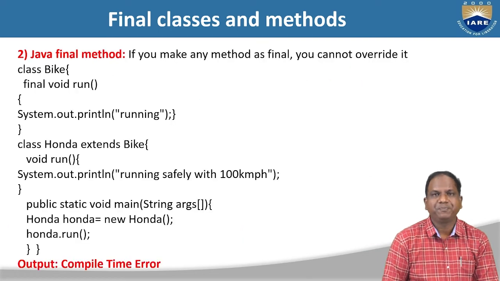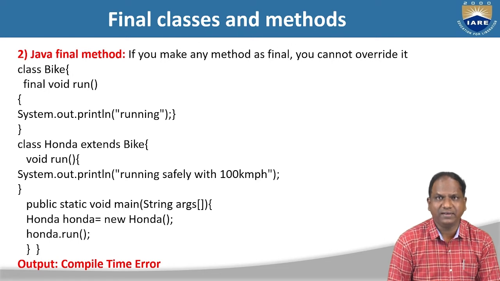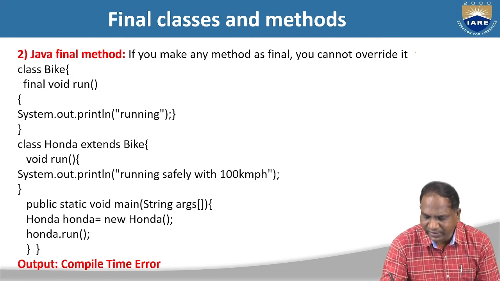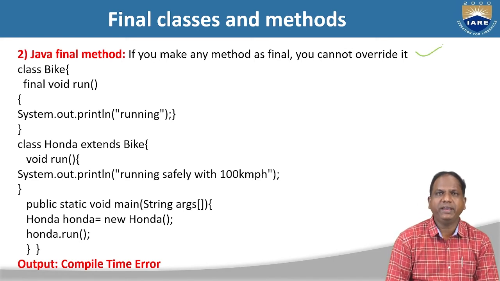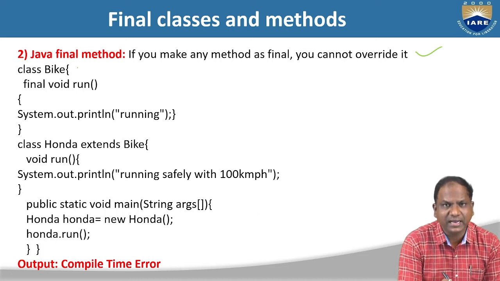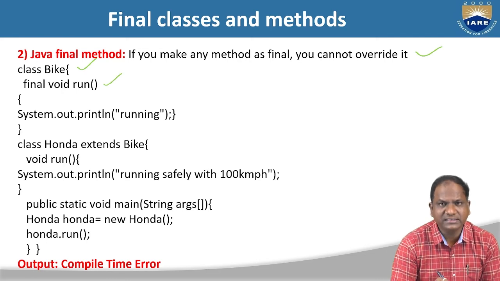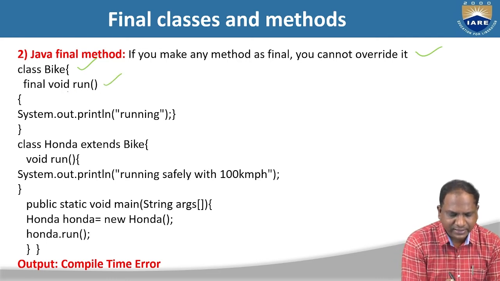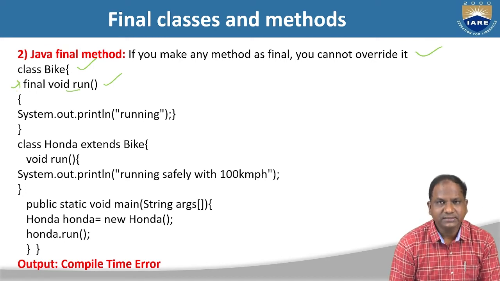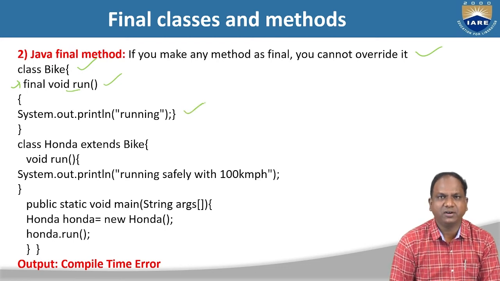Now see the second usage of Java final, at method level. If you make any method a final method, that method cannot be overridden. Take another same example. I have a class called bike, then I have a method called run method. This time I made my method a final method, then some print statement, system.out.println.